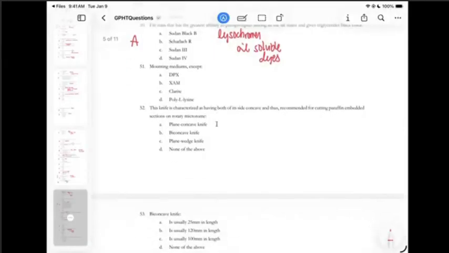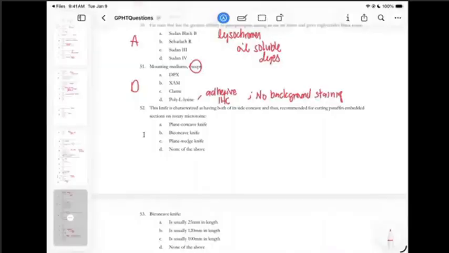51, the following are mounting media except poly-L-lysine. Si poly-L-lysine, that is an adhesive, a general all-purpose adhesive. Very useful yan for immunohistochem. We can use it for immunohistochem, and ang advantage yan, walang background staining. So number 51, that's letter D.